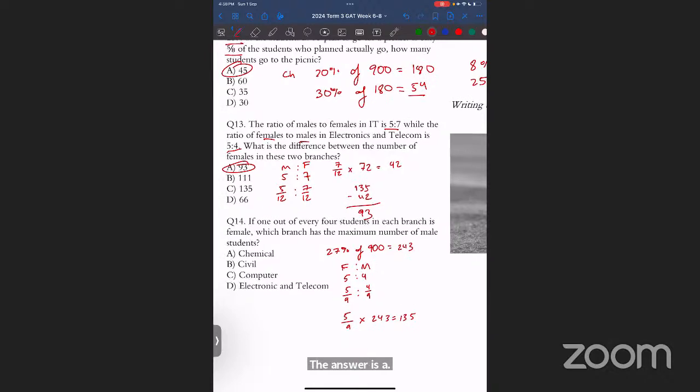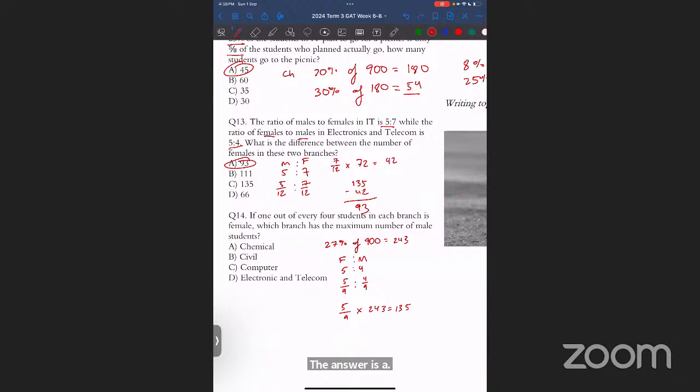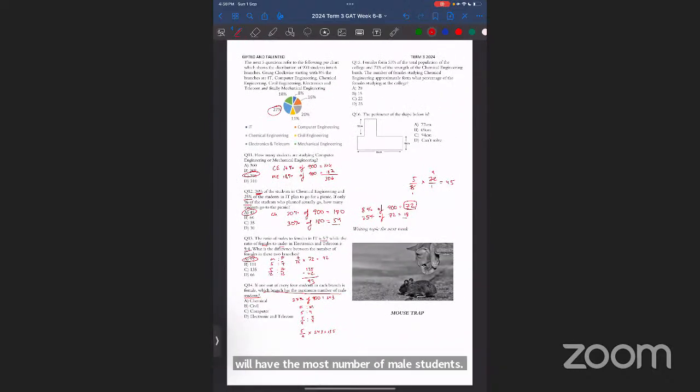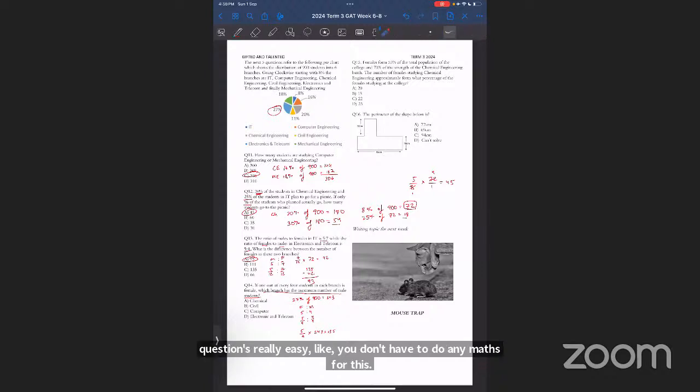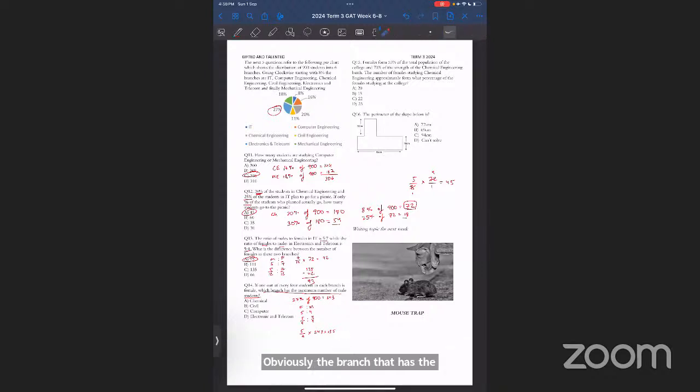And finally, question number 14. Question number 14 basically wants to know which branch will have the most number of male students. Now, this question is really easy. Like, you don't have to do any maths for this. Obviously, the branch that has the highest number of students will have the highest number of males, because it says that all of them are equally divided by male and female. So the branch that has the highest number of students is electronics and telecommunications. So the answer is D. Really, really easy.